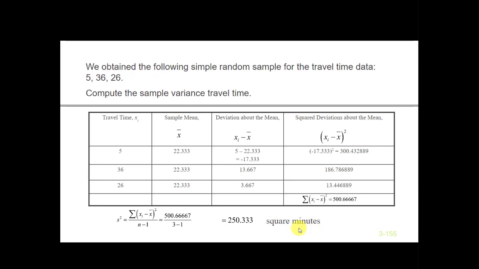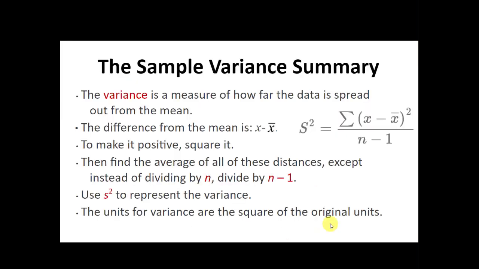It doesn't make sense. As a summary, variance is the measure of how far the data is spread out from the mean in square units. The difference from the mean is the data point minus the sample mean. That's called deviations from the mean. You square the deviations from the mean to get a value that is positive, and then you add them all up to find the sum of squares.